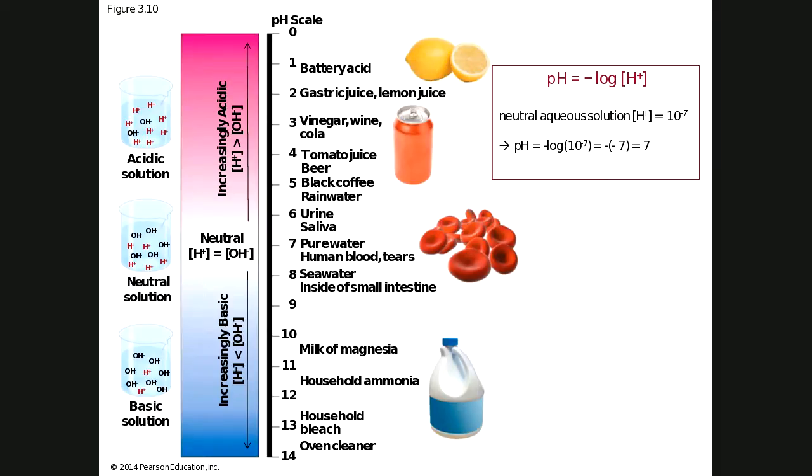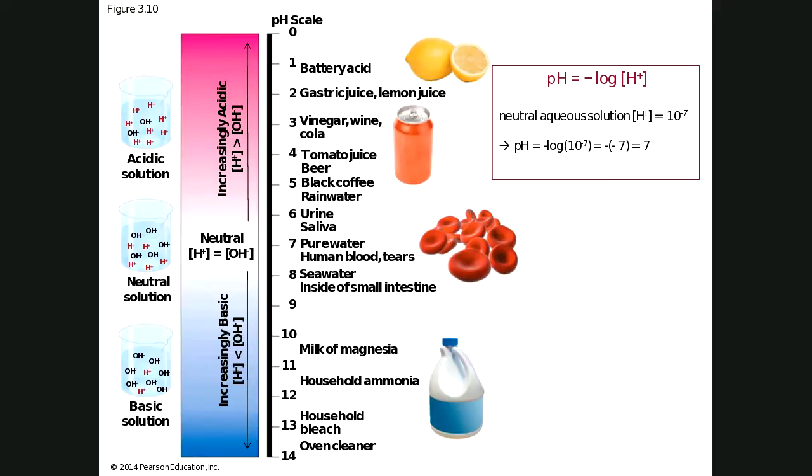Now, notice the arrow too. It says increasingly acidic. So as you move from neutral pH, which you see there at 7, toward the acidic side, less than 7, the further you get away from 7, the stronger the acid. So battery acid is a stronger acid than gastric juice. Gastric juice is a stronger acid than vinegar, and so on, okay?